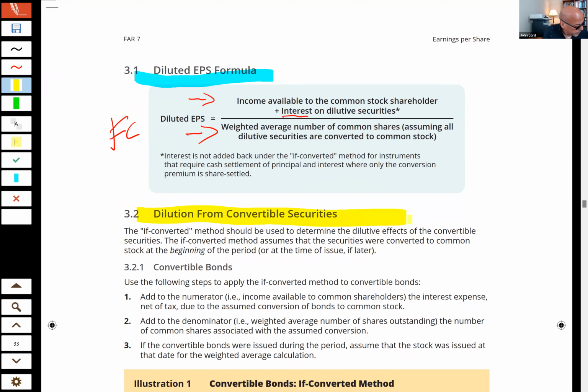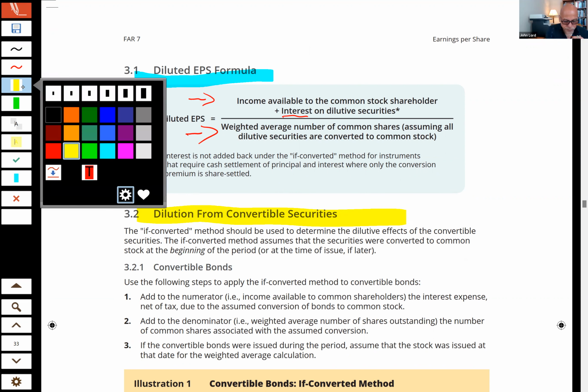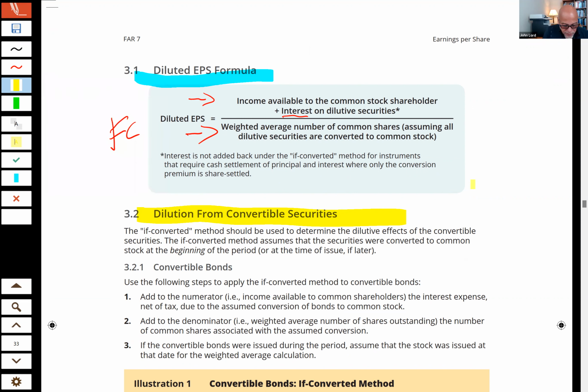Let me go over this, because for some strange reason they changed the order of this in this text. I don't know why, but let's take a look at that. The if converted method assumes that all securities were converted to common stock at the beginning of the period, or at the time of issue if later, meaning when the bonds were actually issued. So the bonds were issued last year, we assume the conversion happened at the beginning of the year.